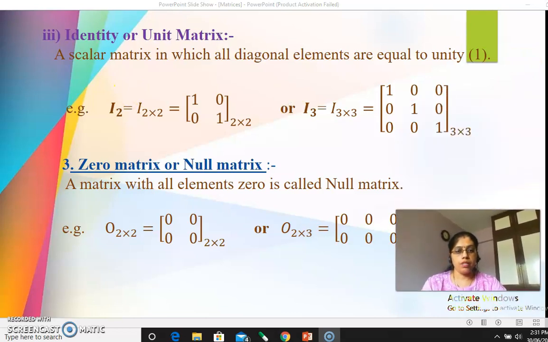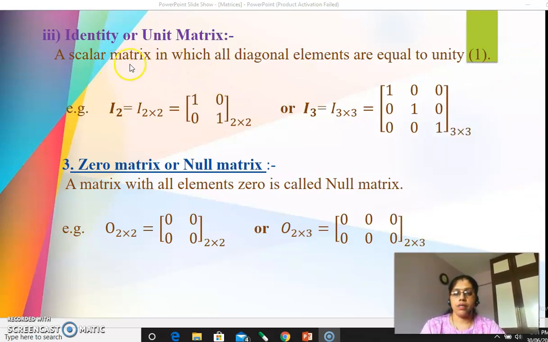So identity matrix means what? A scalar matrix in which all diagonal elements are equal to 1. See the matrix in which diagonal elements are equal to 1. Non-diagonal elements should be 0, 0, 0. Then this matrix is called a unit matrix or identity matrix.